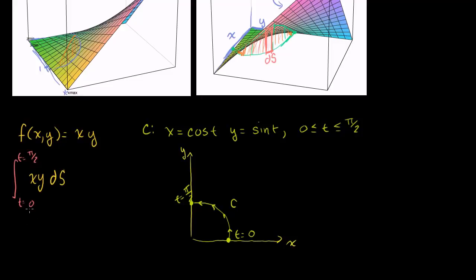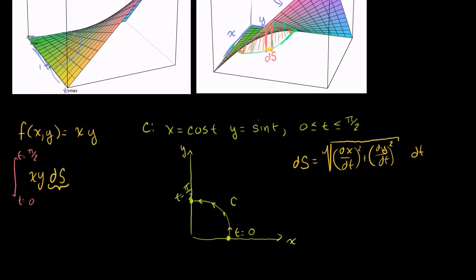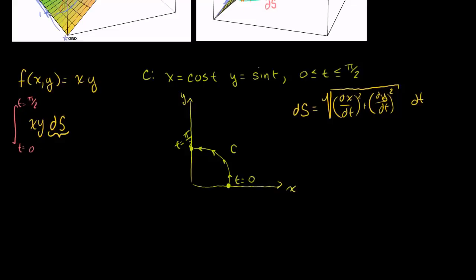This is all a little bit of review of the last video. And we figured out in the last video that this change in arc length, ds, we could rewrite as the square root of the derivative of x with respect to t squared plus the derivative of y with respect to t squared, and then all of that times dt. I'm just rebuilding the formula that we got in the last video. So this expression can be rewritten as the integral from t equals 0 to t equals pi over 2 times xy.